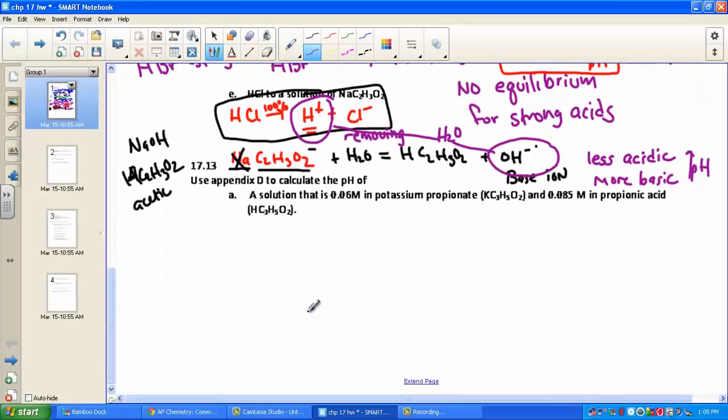Let's think this one through, number 13. We have our Appendix D and a calculator. We have a solution of potassium propionate. Potassium propionate is the salt, a strong electrolyte. And we have a solution of propionic acid. Now remember, this has a Ka value. It's found on Appendix D, so therefore we know this is the equilibrium.